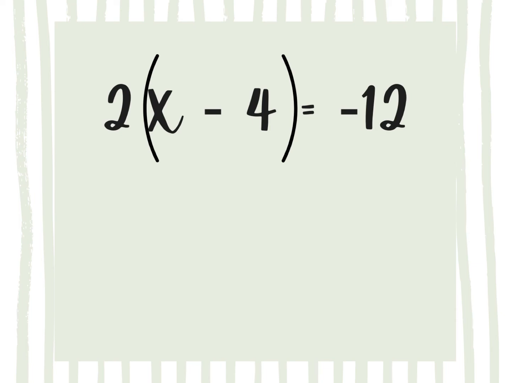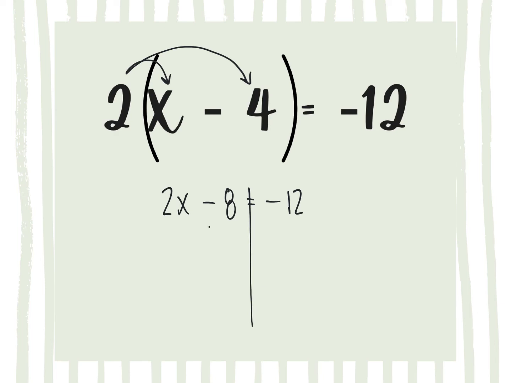Now here I have a 2 outside the parentheses. Anytime you have something outside parentheses, you should distribute it to everything inside the parentheses. So 2 times x would give you 2x. 2 times 4 would give you 8. And then I want to bring down my negative 12. Be extra careful that when you're bringing stuff down, you bring along all the negatives, all the positives, all the signs, just so nothing gets lost.